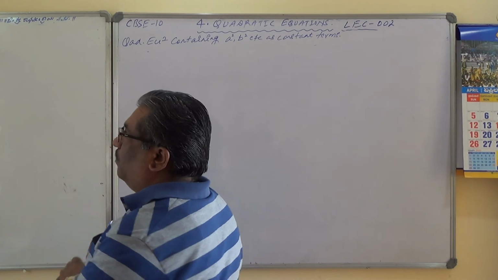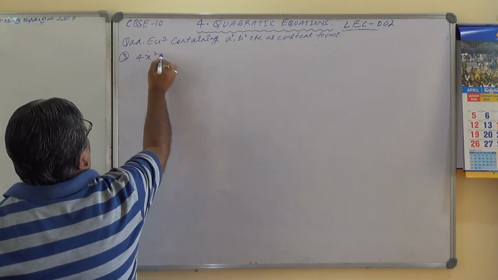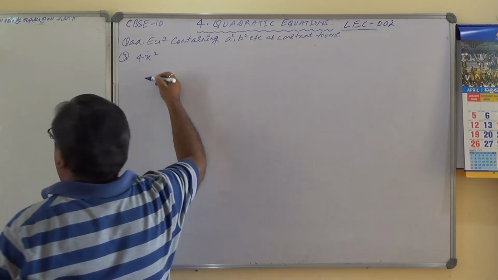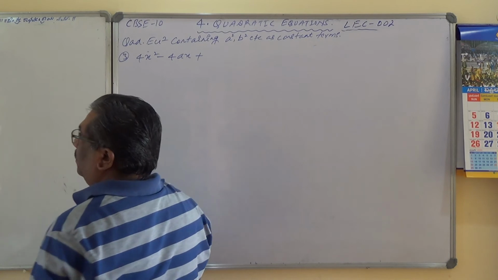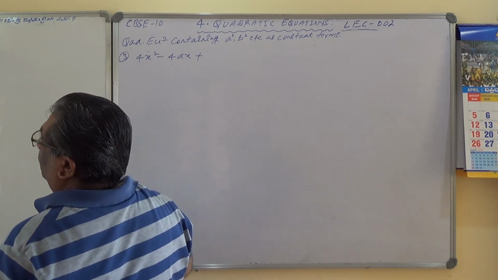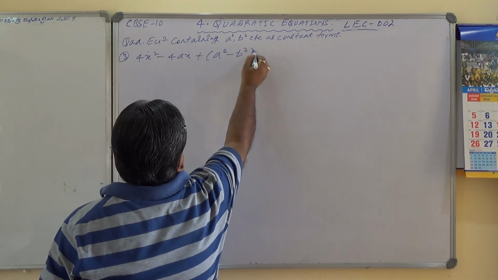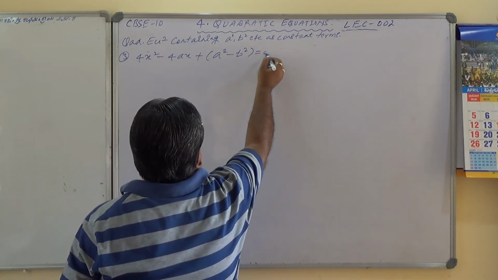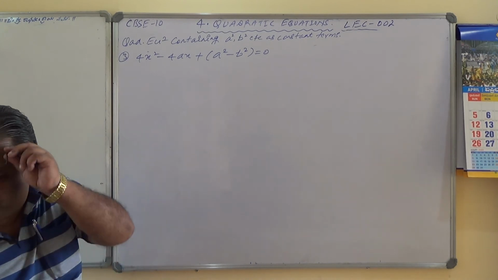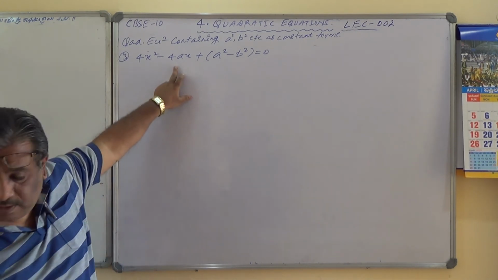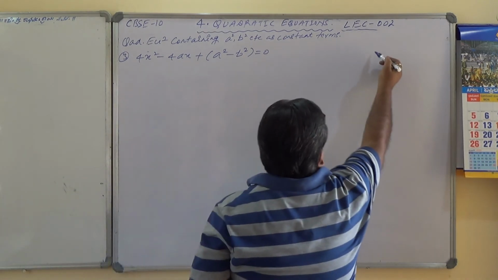What is that one? 4x square minus 4ax plus a square minus b square equals 0. Let me check once again. 4x square minus 4ax plus a square minus b square equals 0. So this is the rough workout I am doing here.